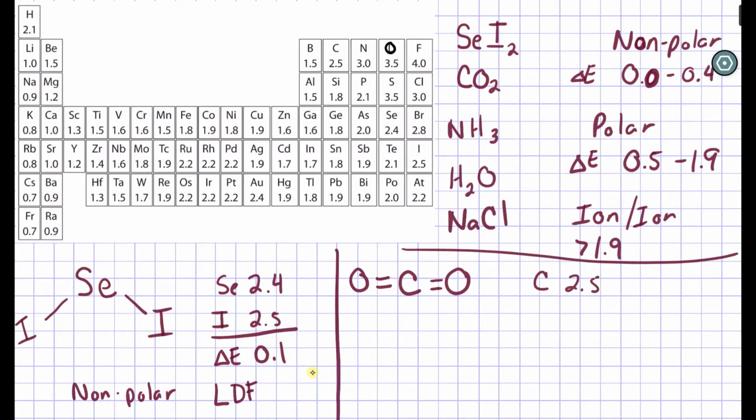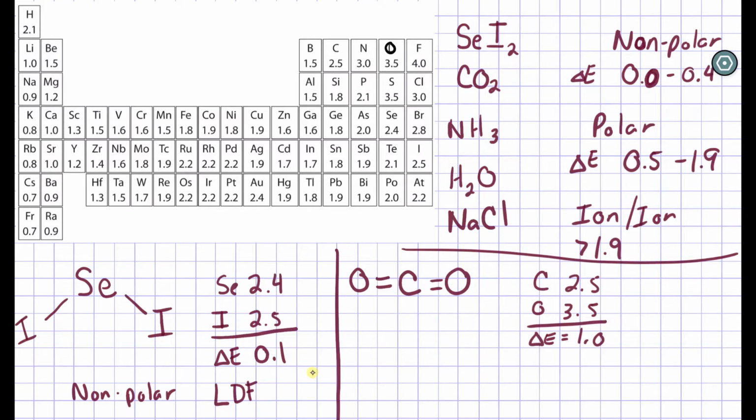And we have that our oxygen is 3.5. So this is a polar bond, okay? Listen to what I'm saying. This is a polar bond. However, in order to indicate a polar bond, we're going to draw a dipole.